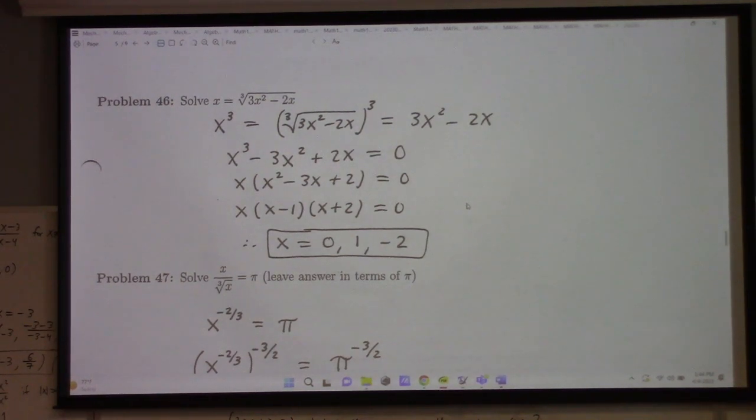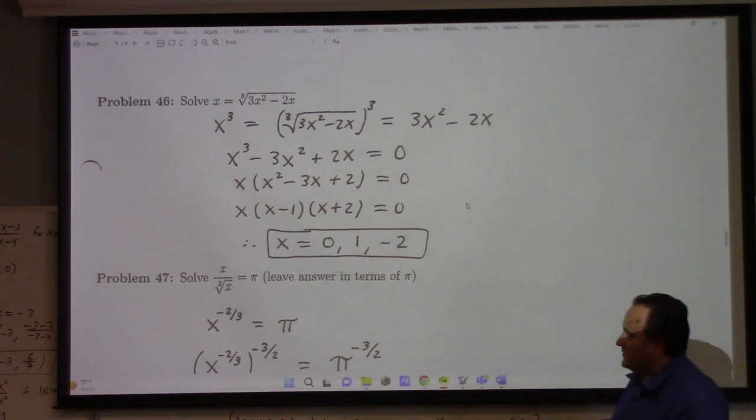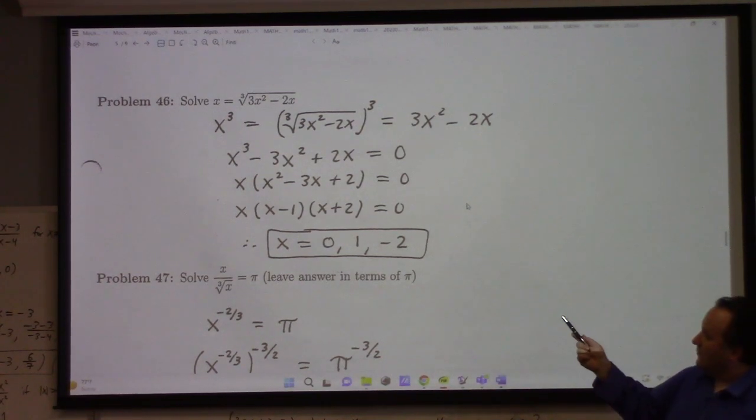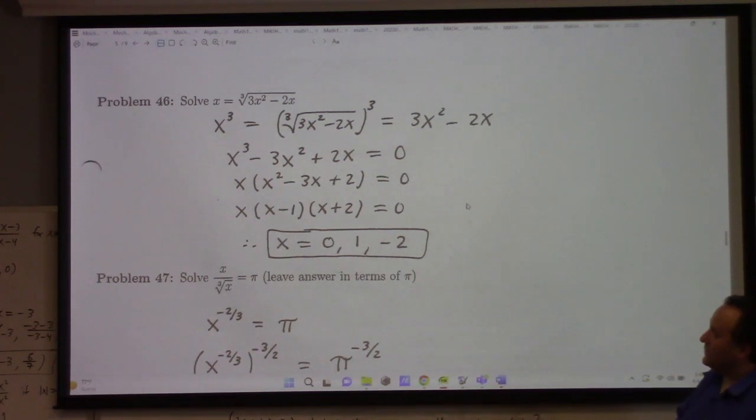Because any quadratic we can factor, either by elementary algebra from prerequisite courses, or by completing the square if that goes sideways. So I get x times x minus 1 times x plus 2. So I get 0, 1, and minus 2. You can check. Those will all work.